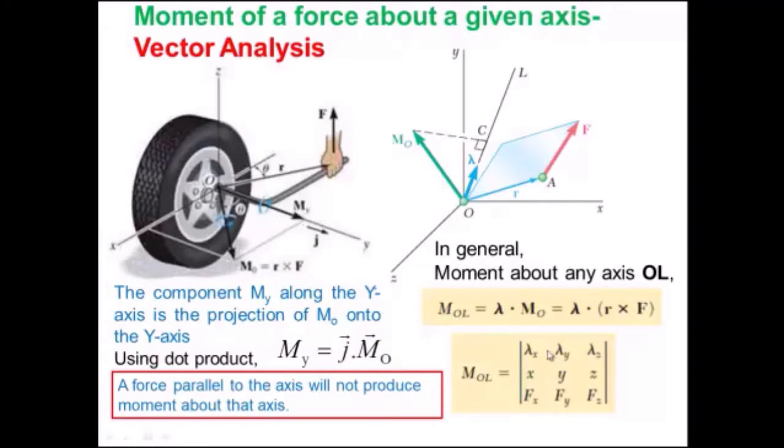So cos 0 is 1. This will go to 0. It will have the value 1, and if you apply the corresponding values, we will get the moment about the y-axis. A force parallel to the axis will not produce a moment about that axis. We'll discuss this in detail in a minute.